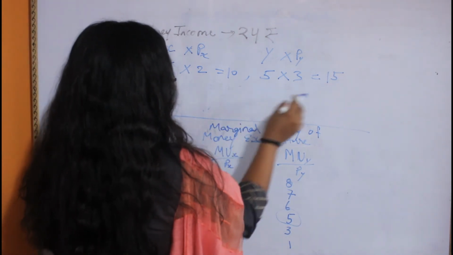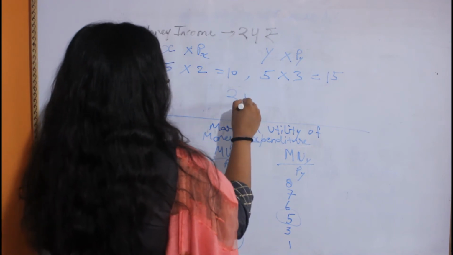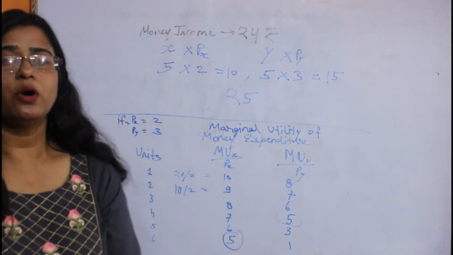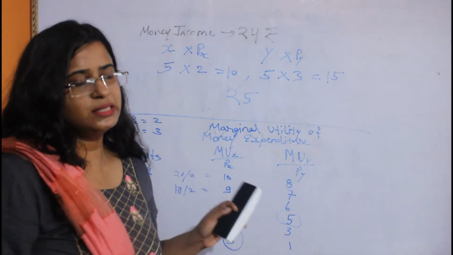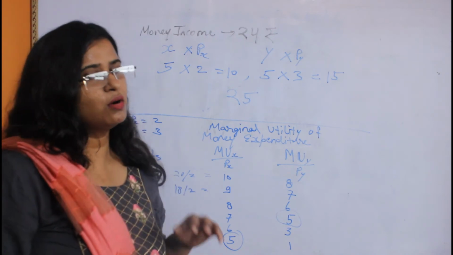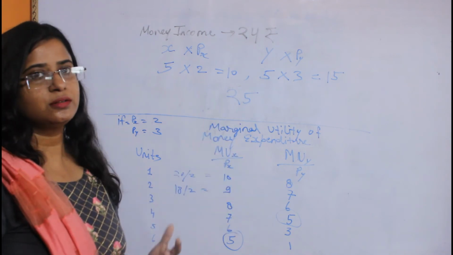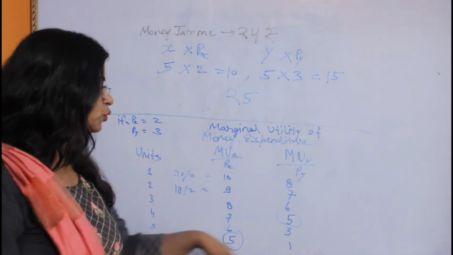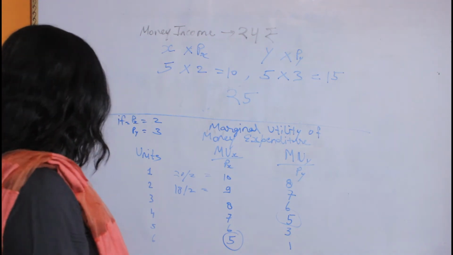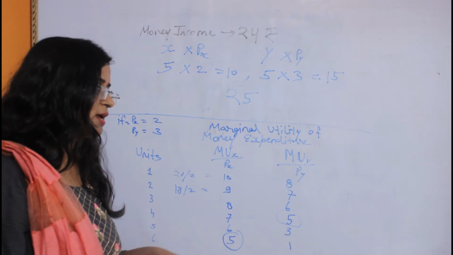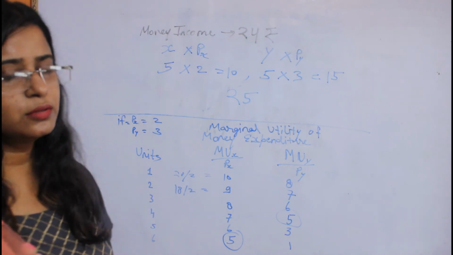So if we sum this, it will be 25, which goes beyond his budget. So this combination is also not feasible for him. It goes beyond his budget, so he will not move to the 5th unit of Y. Instead he will consume 6 units of X and 4 units of commodity Y.